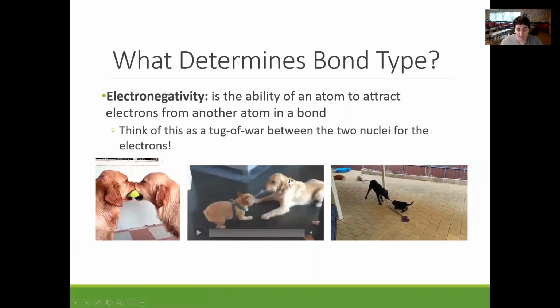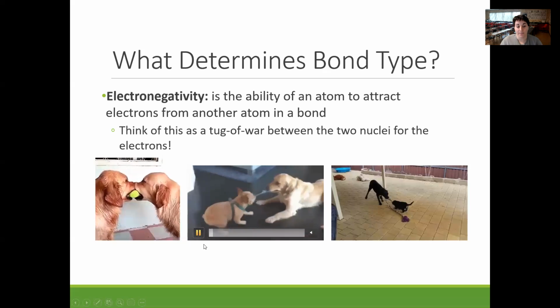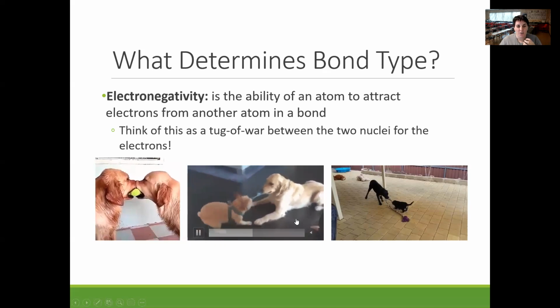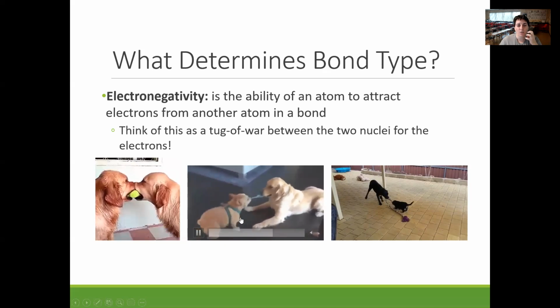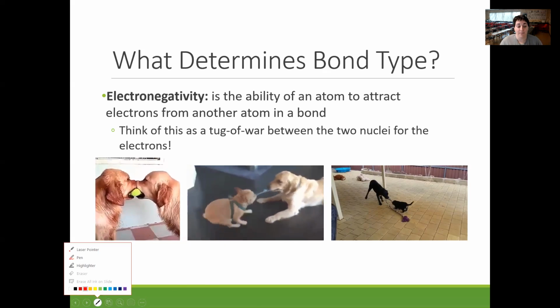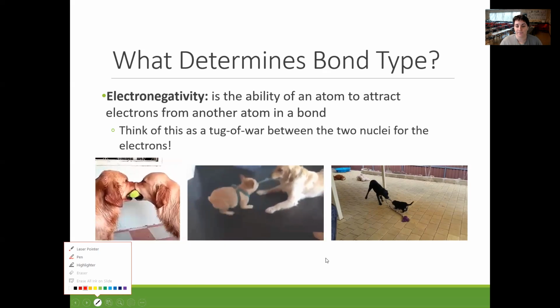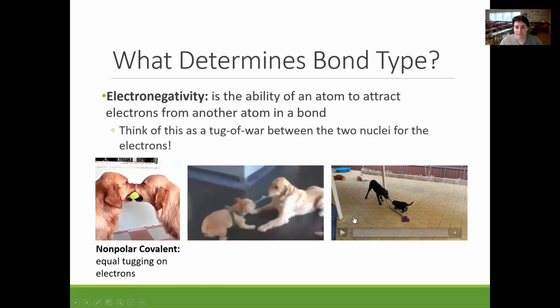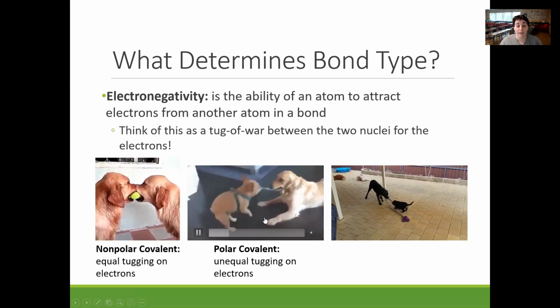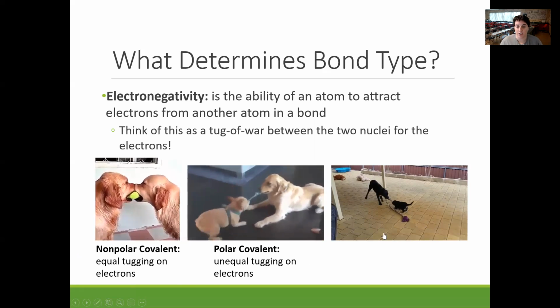In this next GIF, we've got a much bigger dog. So we can imagine it's probably going to be tugging harder on that toy. And you can see the bigger dog is pulling harder on the toy. The little dog is struggling to hold on to it, but this big guy is definitely getting more playtime with that toy. So that's a polar covalent bond, unequal tugging of electrons.